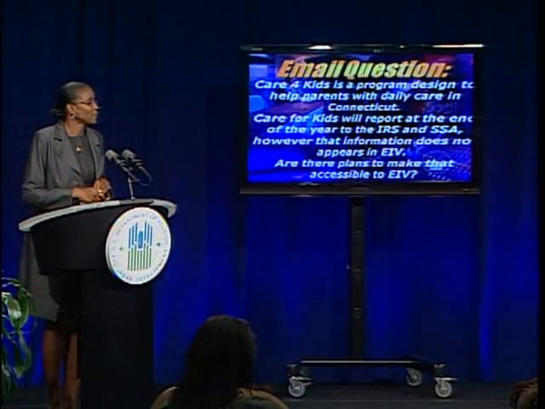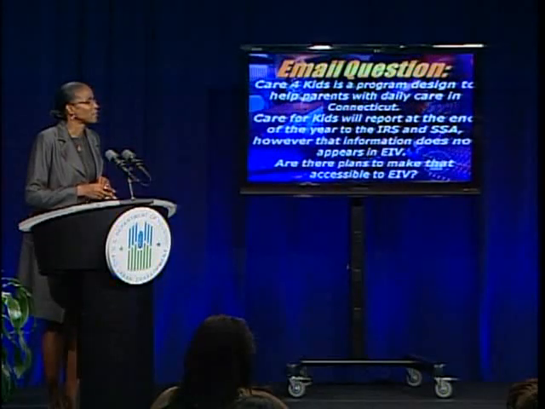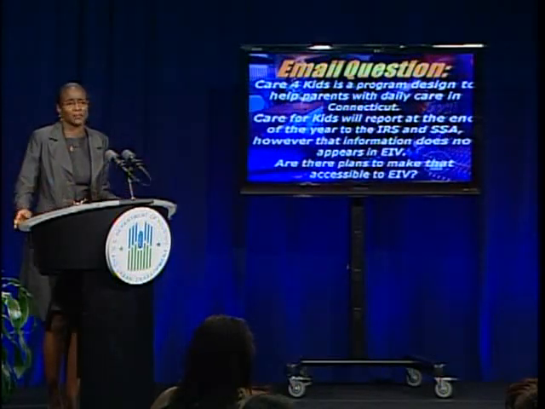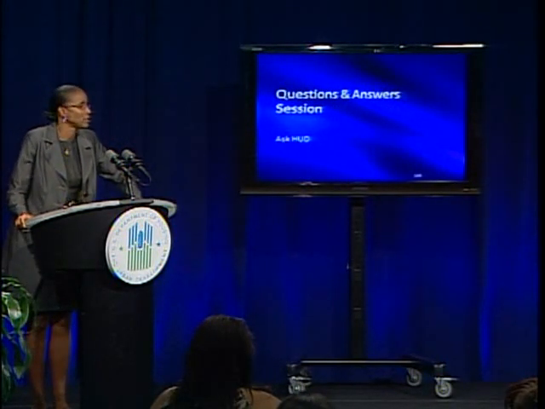So we have an email question. Care for 4 Kids is a program designed to help parents with daily care in Connecticut. Care for Kids will report at the end of the year to the IRS and SSA. However, that information does not appear in EIV. Are there any plans to make that accessible to EIV? I am not aware of any plans to have income for Care for Kids, and I'm assuming that this is some type of foster care or kin gap type benefit amount that is paid.